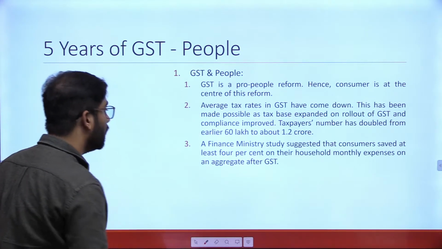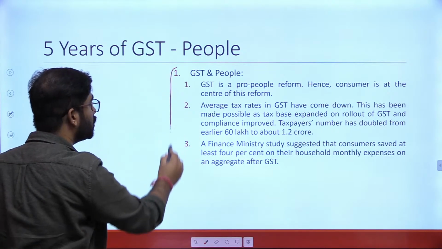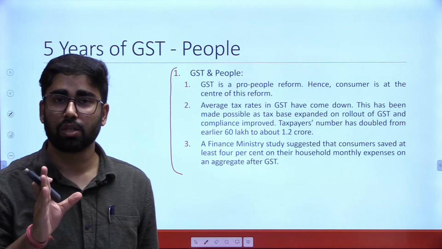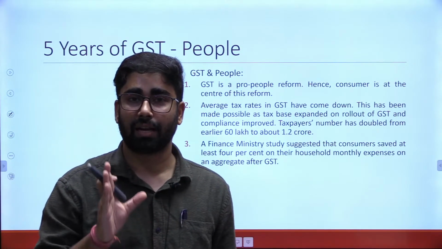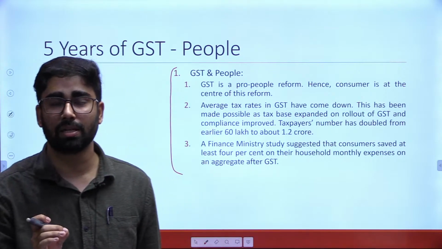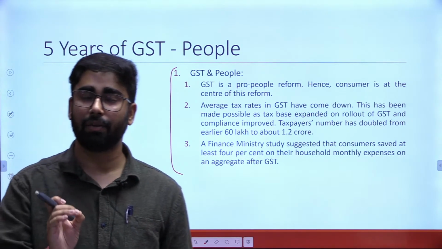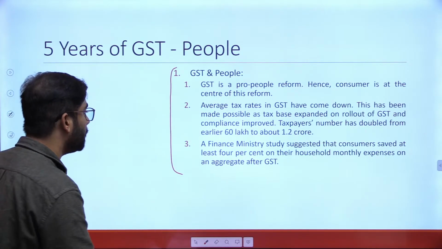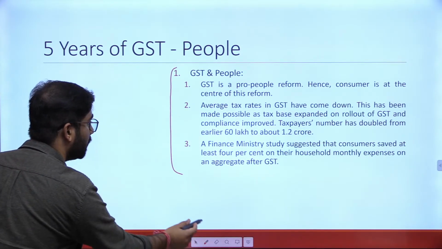And for people, it has meant that the cost of goods and services came down because cascading of tax was not there anymore. The cascading of tax was not happening, because of which the end consumers benefited from the fall in prices of goods and services. So the people also benefited from that.